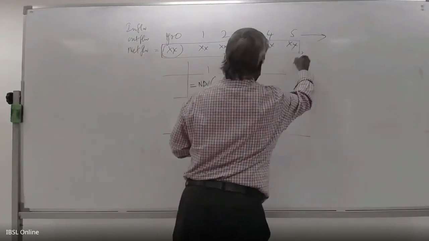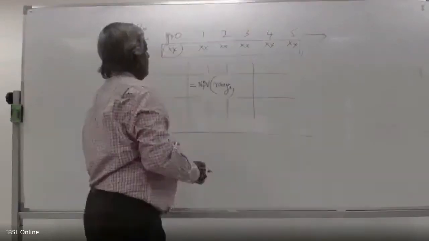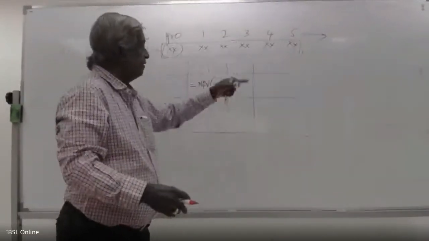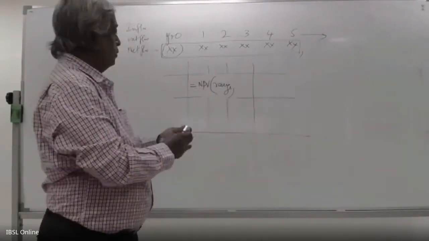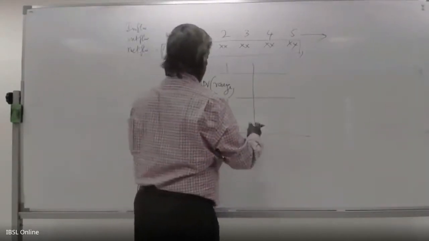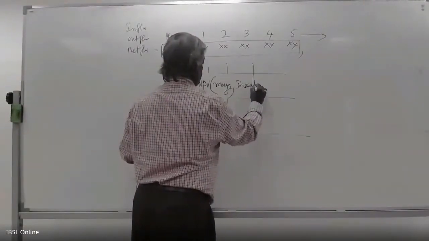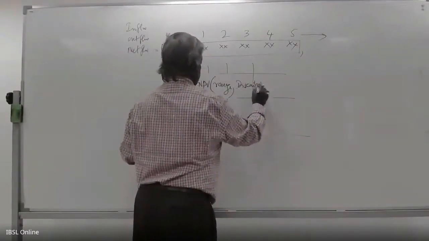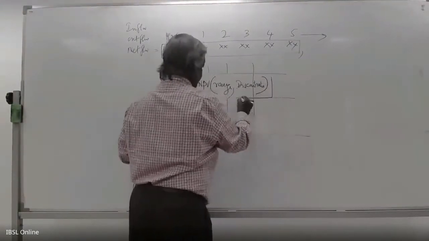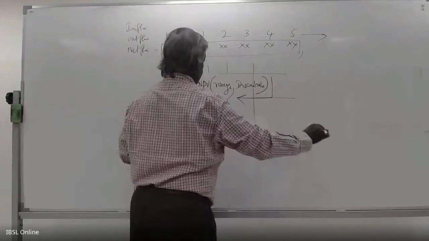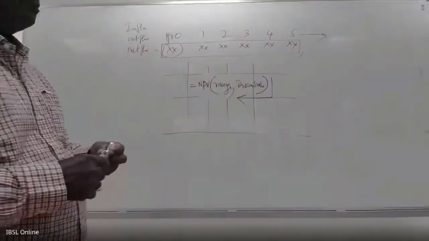And put a comma. When you put a comma, the cursor will come here. Then you put the discount rate. What is the discount rate you are going to discount with? Discount rate. Bracket close, and enter. You will get the NPV.